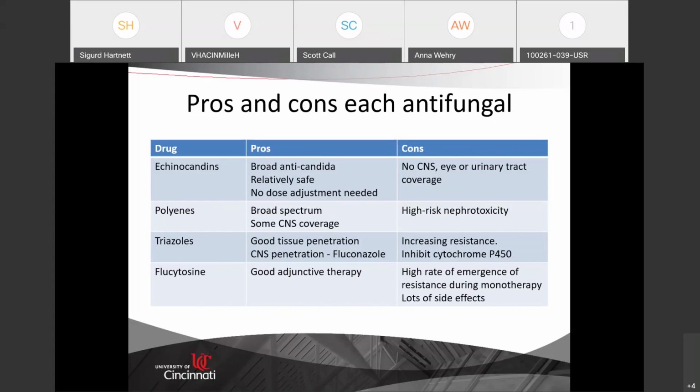And then flucytosine, the pro is that it's a good adjunctive therapy, but the con is that it should never be used as monotherapy because it has a really high emergence of resistance.